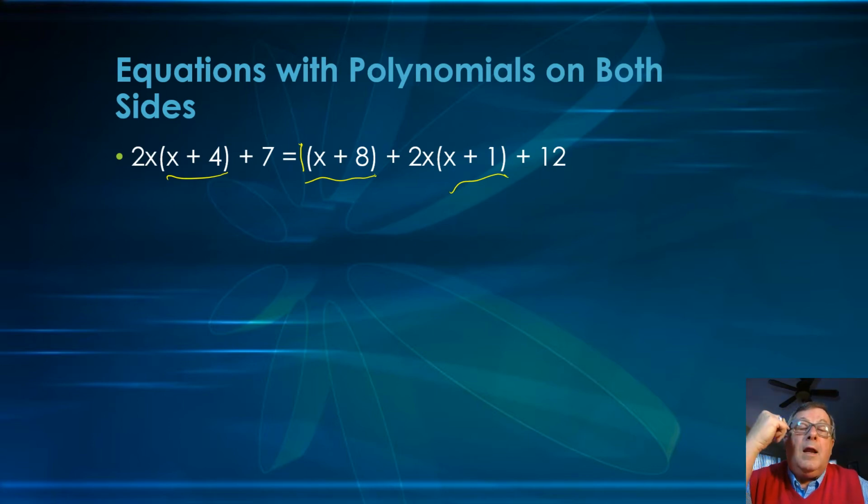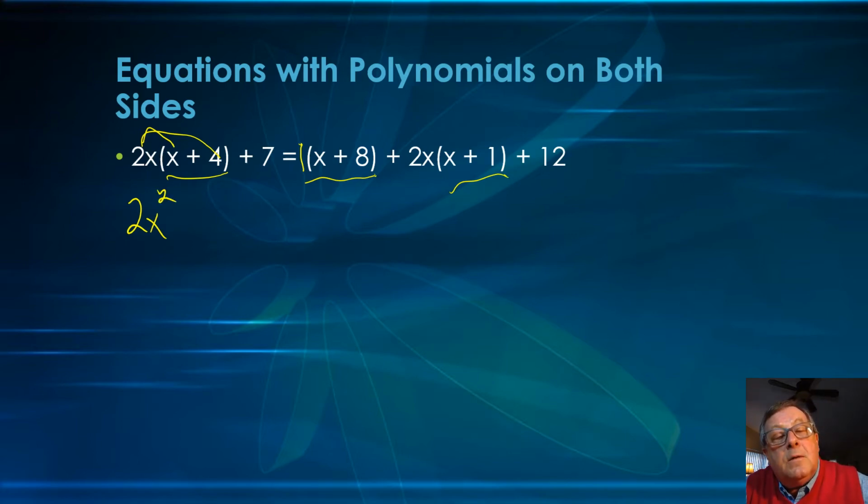So let's see. Now we're going to multiply. Look to see what can I multiply. Well, I can distribute this 2x to the x and to the 4. Let's go ahead and do that. So 2x times x is 2x squared. And 2x times 4 is plus 8x. And then we got a plus 7 over here.